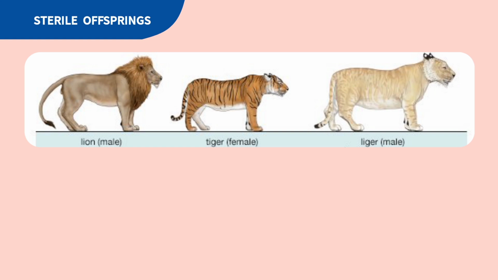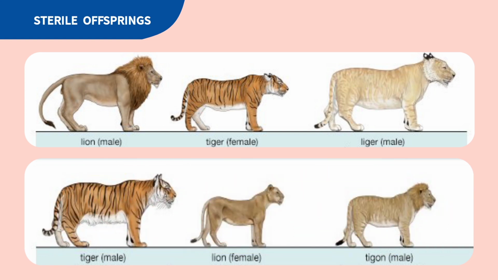First you see here, a male lion is crossed with a female tiger. The resulting offspring is a liger, which is a male. So this is the first criteria. And then if you see the second one, a male tiger is mated with a female lion. The offspring that is obtained is a tigon. So likewise we have some cross mated species.